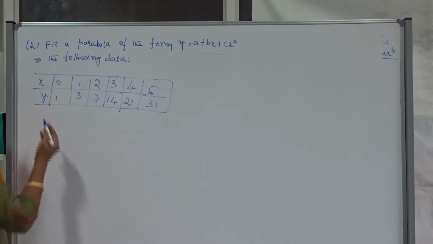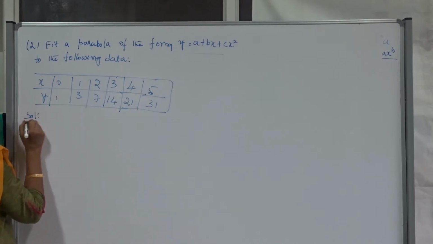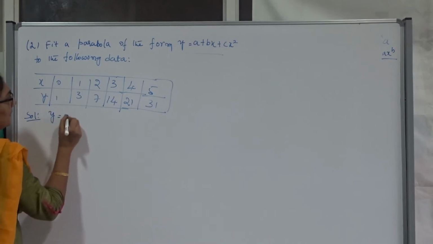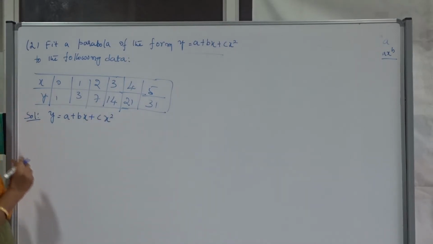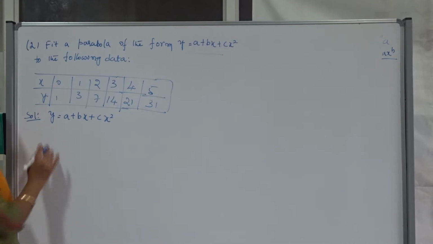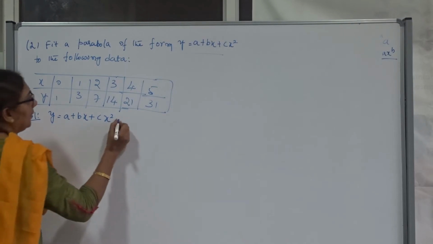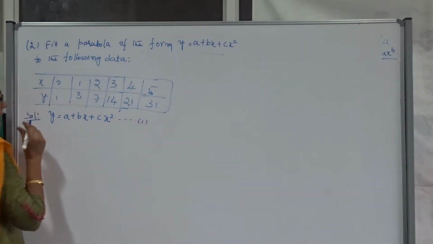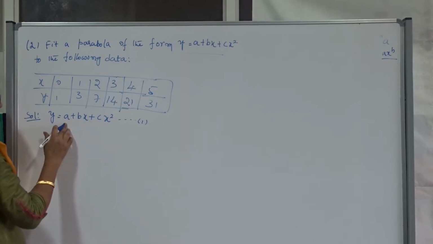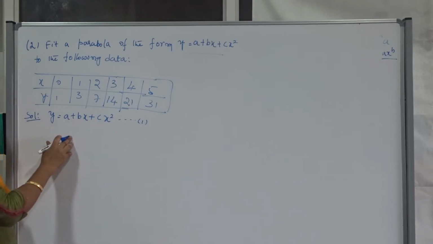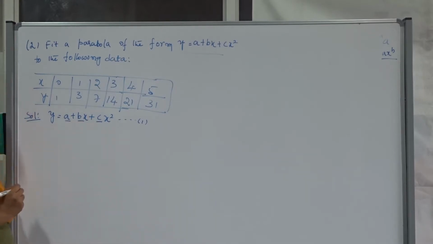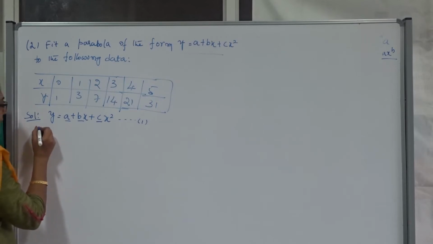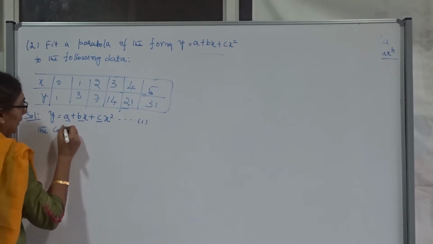Here they have already given the general equation of the parabola as y equals a plus bx plus cx square. As I told you, suppose they have not given any equation, first you write the general equation of the corresponding curve. This is my general equation of the parabola. Then we have to write the normal equations. The number of normal equations must equal the number of unknowns involved in the given equation. How many unknowns do you have? Three unknowns. Therefore, how many normal equations are we expecting here? Three.